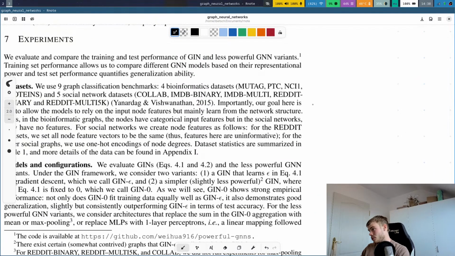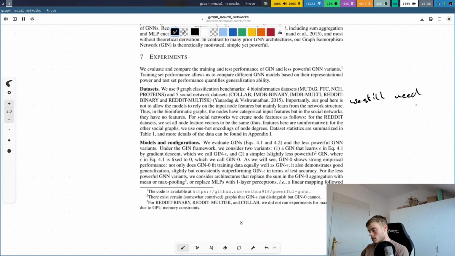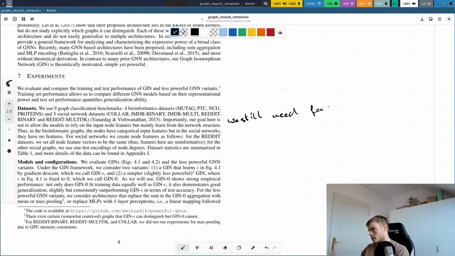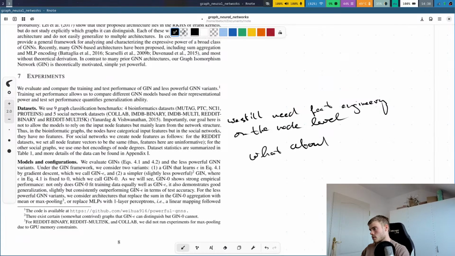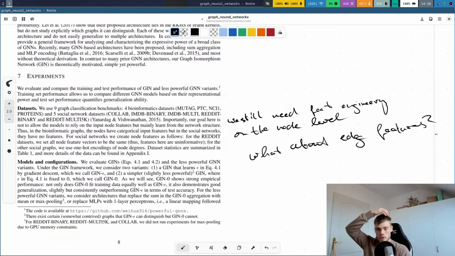So we still need feature engineering on the node level. And what about edge features? They only talk about vertices here. What about the edge features?